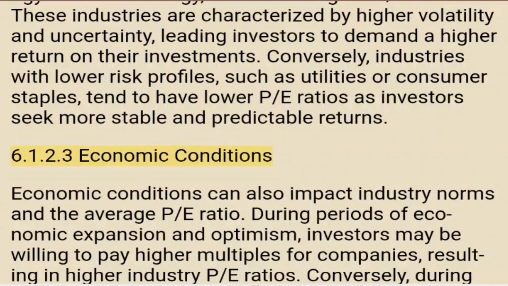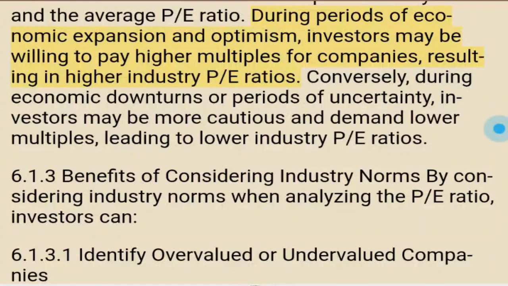6.1.2.3 Economic conditions. Economic conditions can also impact industry norms and the average P/E ratio. During periods of economic expansion and optimism, investors may be willing to pay higher multiples for companies, resulting in higher industry P/E ratios. Conversely, during economic downturns or periods of uncertainty, investors may be more cautious and demand lower multiples, leading to lower industry P/E ratios.